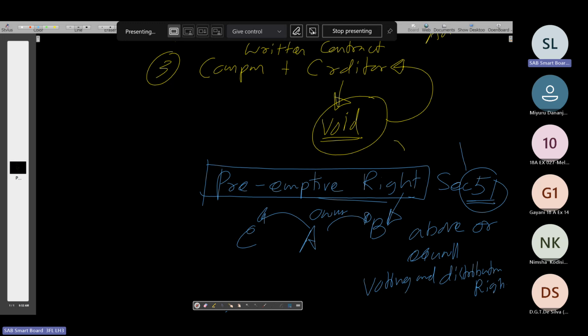They can receive the amount remaining in the company after settling the third parties, the creditors and preference shareholders. So that is the way, and an equal share in the distribution of surplus assets. So these are some rights.